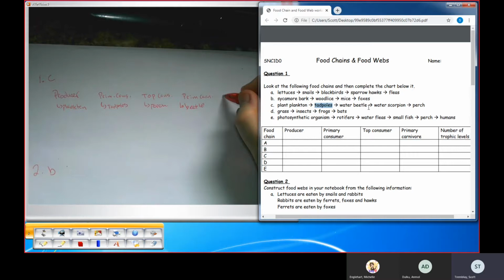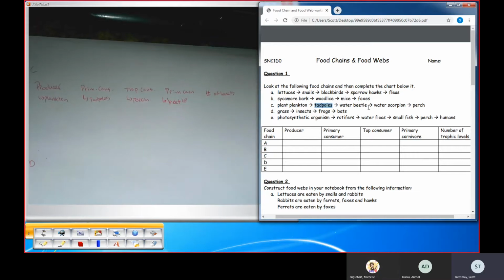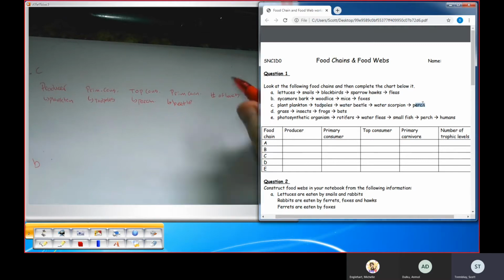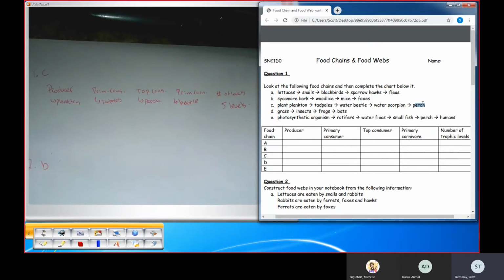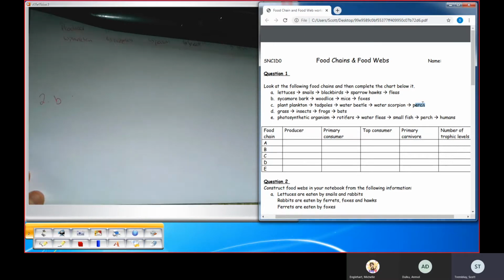And then number of levels, that's just a simple issue of counting, right? We have our first trophic level, second, third, fourth, and fifth. So we have 5 levels here. And that's all you got to do for food chain. And that's all you got to do for that activity. When we get to number 2, it gets a bit more complicated.